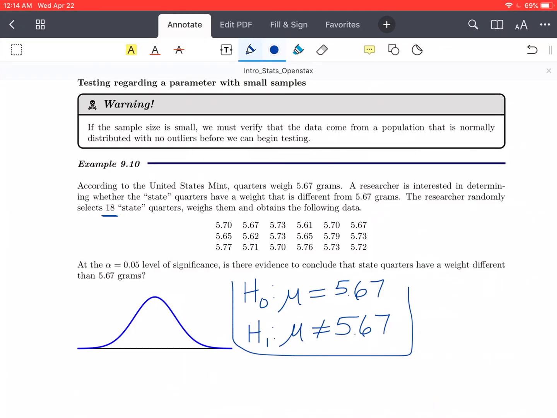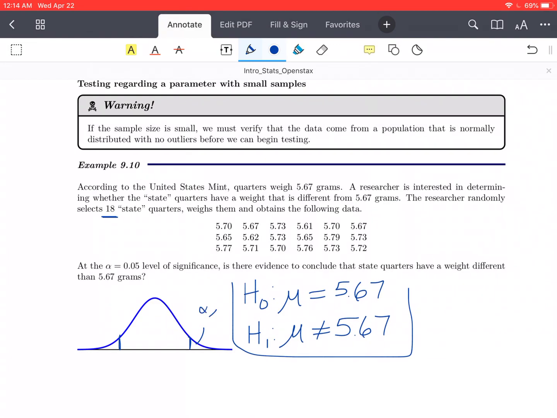And that allows us to run our hypothesis test. In this case, it is a two-tailed test, right? Because it's just not equal to. So we're going to have our alpha over 2 over here and our alpha over 2 on that side. We're doing it at the alpha equals 0.05 level of significance. So that's 95% confidence, and half of that is 0.025. So that's our alpha over 2.